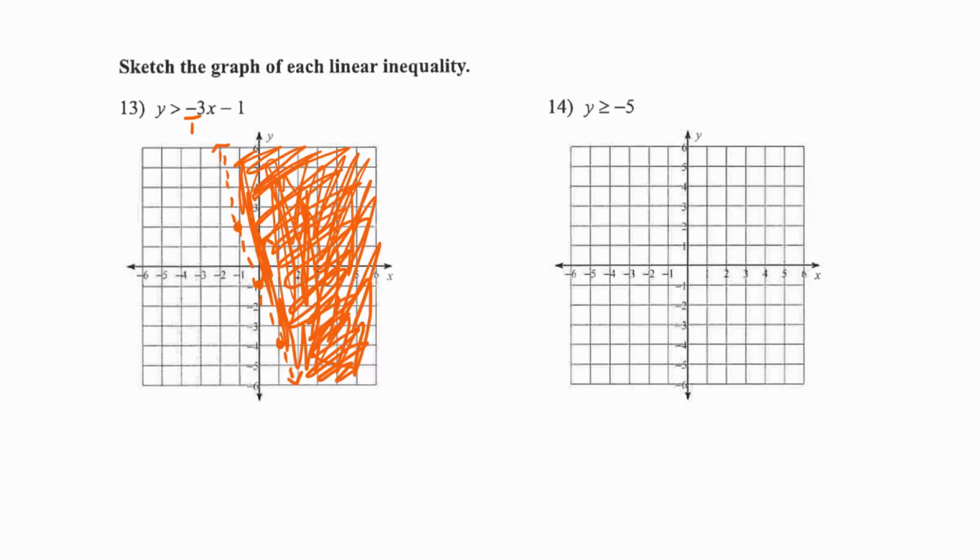On 14, we have y is greater than or equal to -5. Now, y lines that don't have an x at all are horizontal lines. So this would be a solid line at -5.